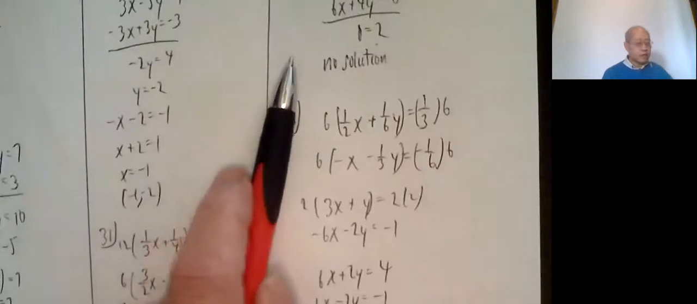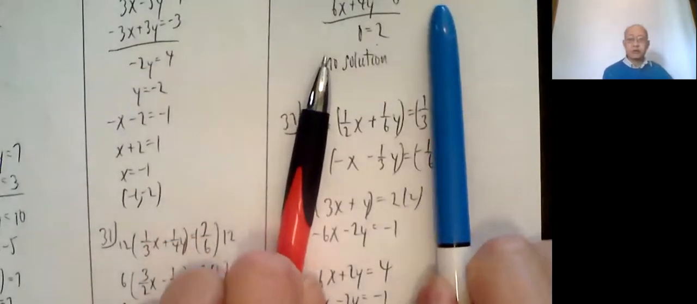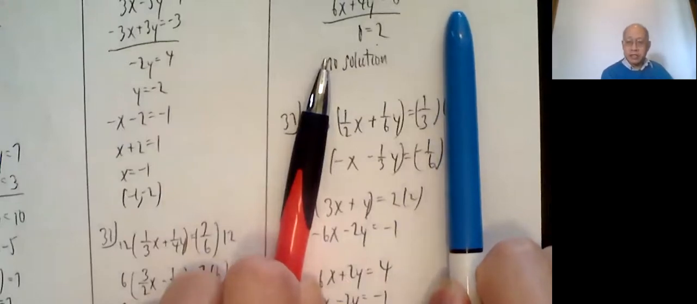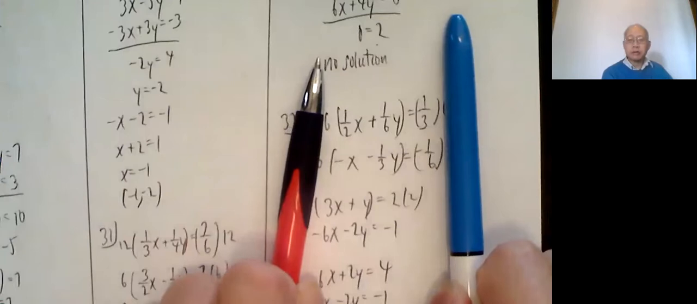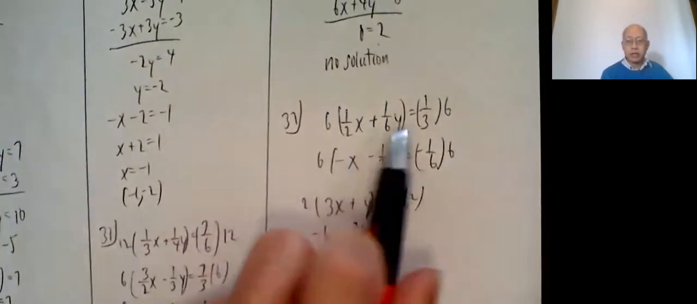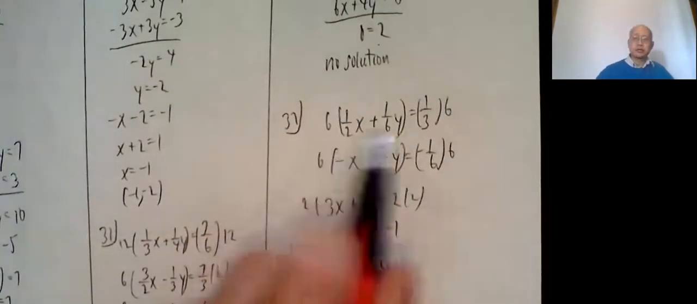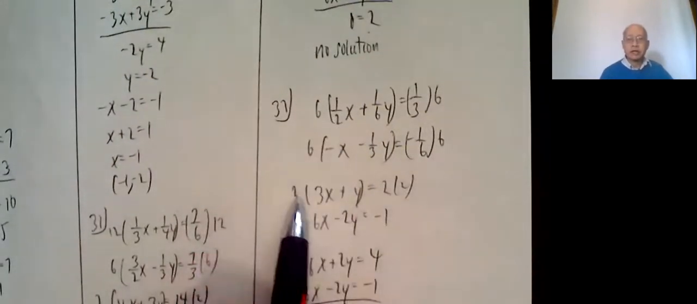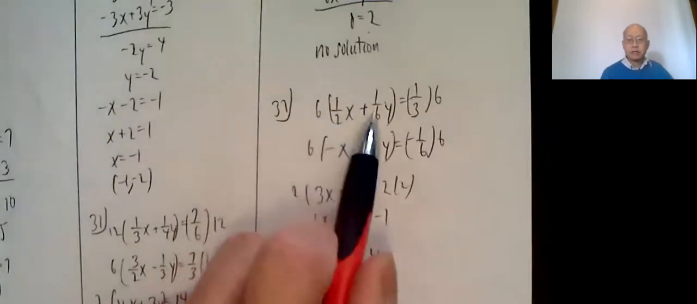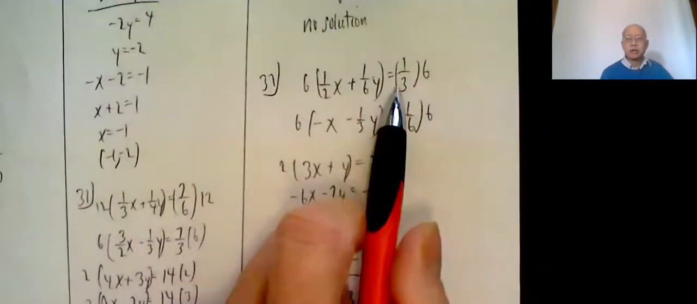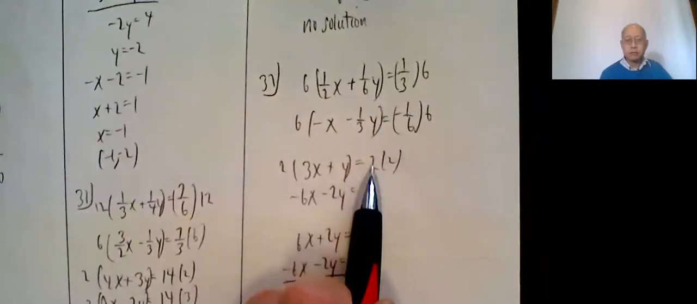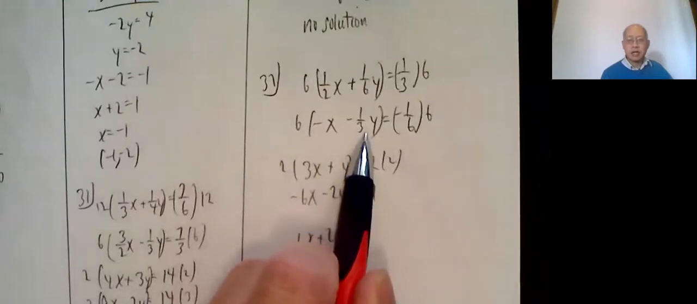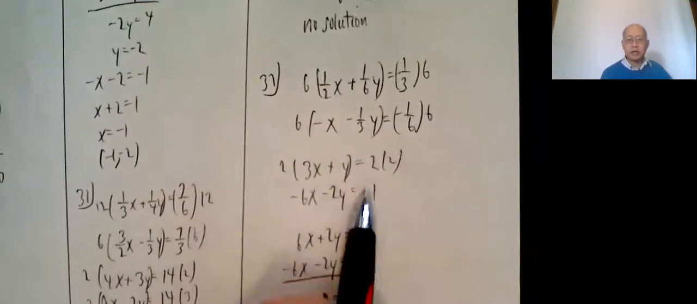And finally, number 37, they give us these weird fractions again, unfortunately. So I like to clear the fractions. So top equation multiplied by 6. Bottom equation also multiplied by 6 to get rid of the 2, 6, and 3, and the 3 and 6. So 6 times the top equation, 6 times the bottom equation. So 6 times that is 3x. 6 times 1/6 is 1, so plus y. 1/3 of 6 is 2. 6 times that, negative 6x. 6 times negative 1/3, negative 2y equals negative 1.